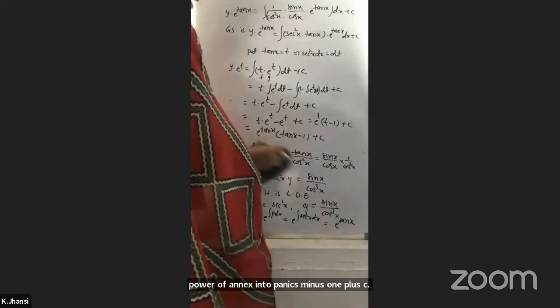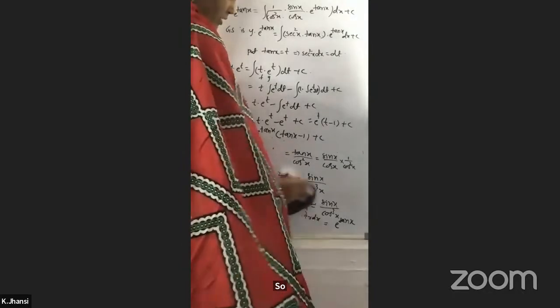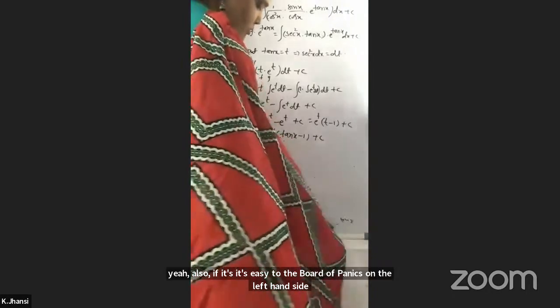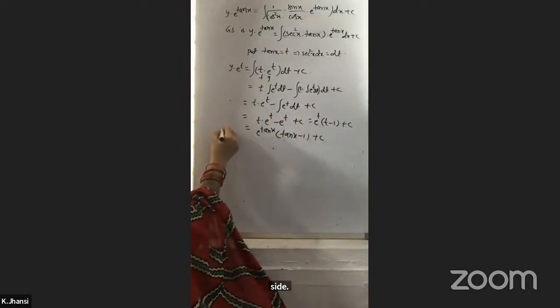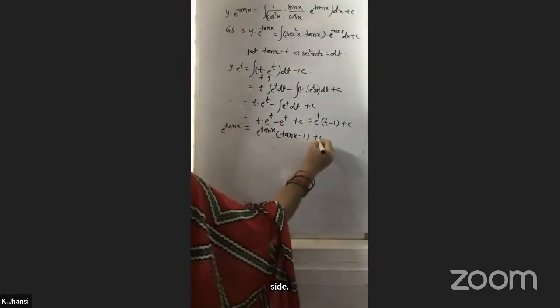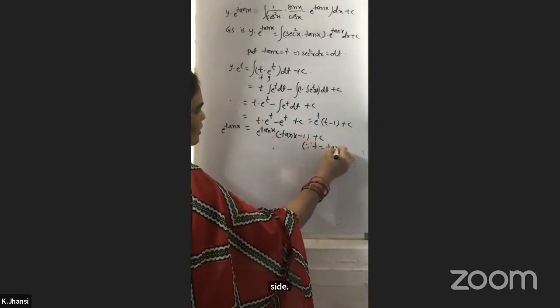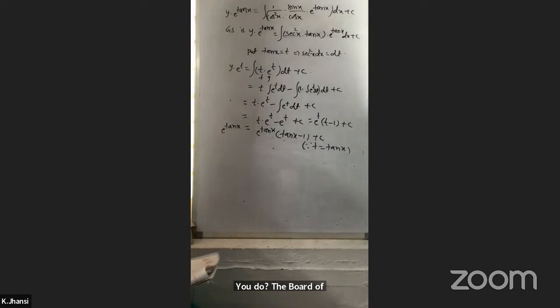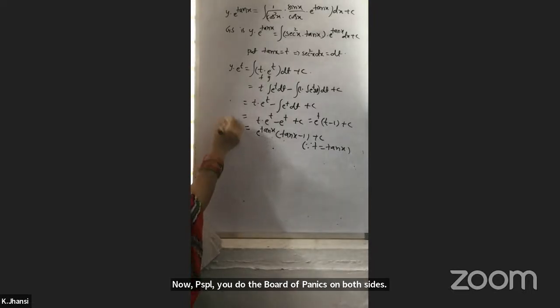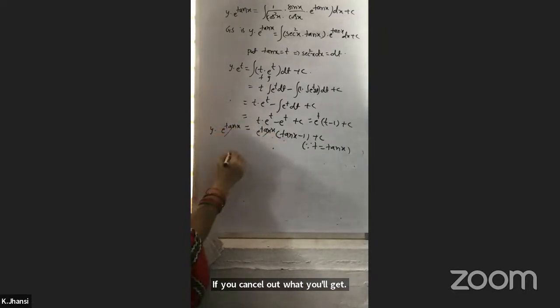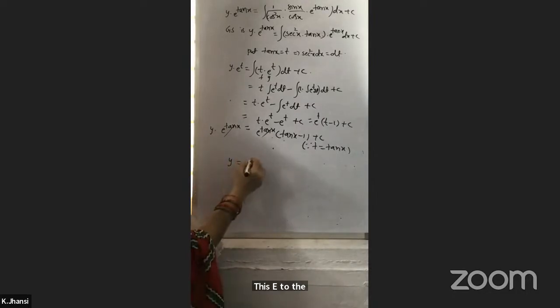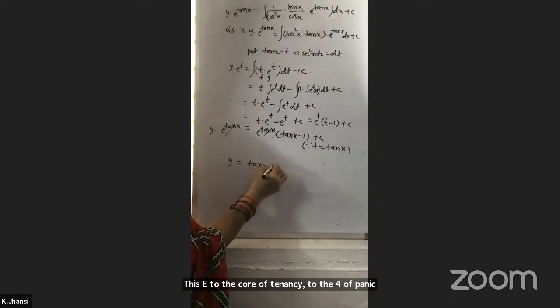So here also, if you substitute, it is e to the power of tan x on the left hand side. E to the power of tan x, since t is equal to tan x. Okay. Now, e to the power of tan x on both sides, if you cancel out, what will you get? Y into, is there. Okay. This e to the power of tan x will be cancelled out. Y is equal to tan x minus 1.